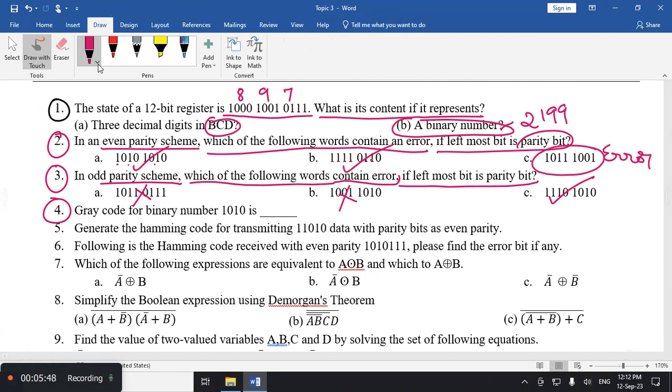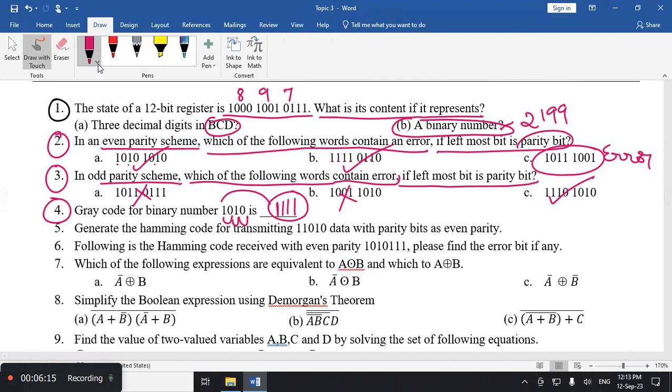Okay, fine. Can you give me the answer for the fourth one? Gray code. I told you how to get the gray code. Right? The first bit will come as it is, as a 1. The next bit will be XOR of 1 and 0. What is the XOR of 1 and 0? 1. The next bit will be XOR of these two: 1. The next bit will be XOR of these two: 1. It's going to be 1, 1, 1, 1.